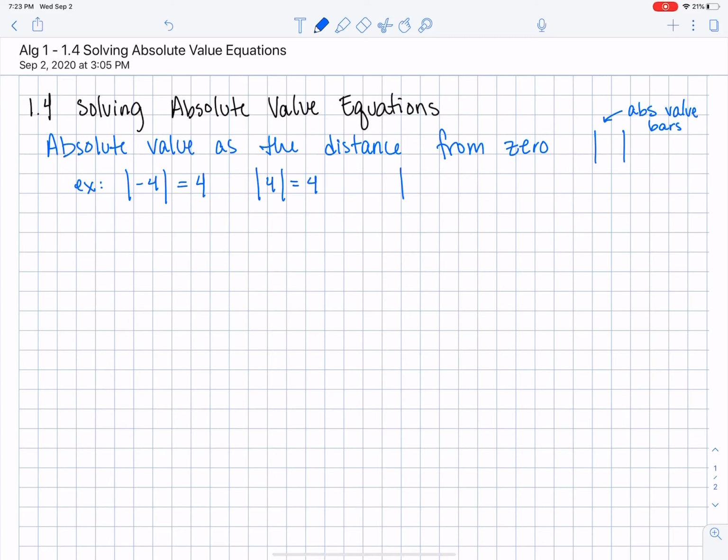Also, just as an FYI, they kind of work as parentheses. So if we have something like the absolute value of -6 times 2, make sure that you solve whatever is inside your absolute value bars first. So that's -12. The absolute value of -12 is 12.